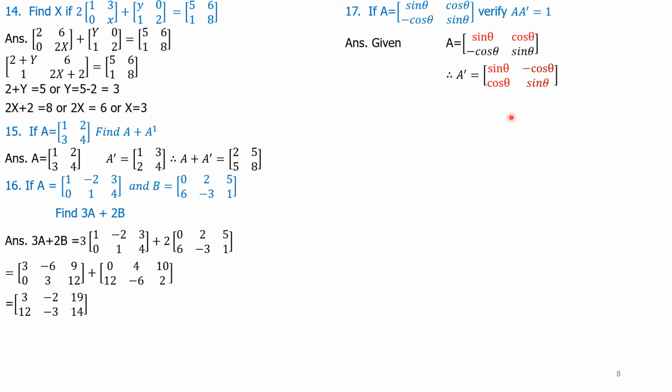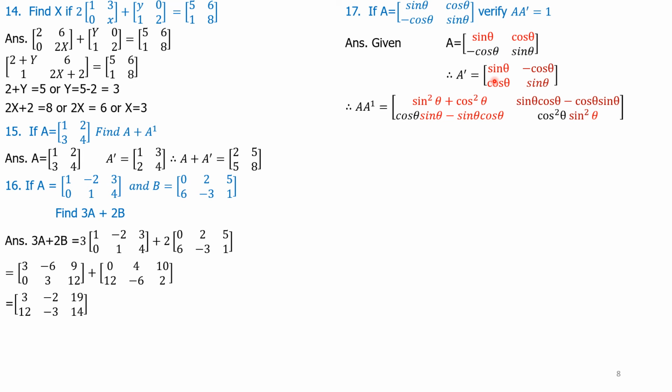Now we have to find the product. So the product A A dash is given by multiplying the row of the first matrix with the column of the second matrix. Let us do it. This is a row and this is a column. So we have to multiply. Sin into sin is sin squared theta, and then cos into cos is cos squared theta. So first row and first column is completed.